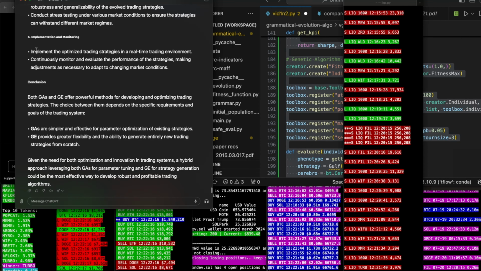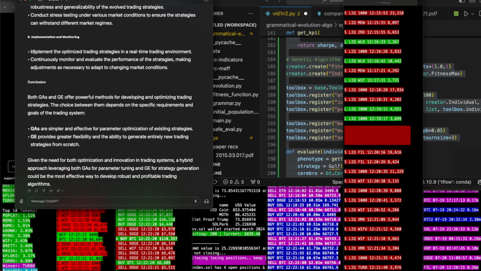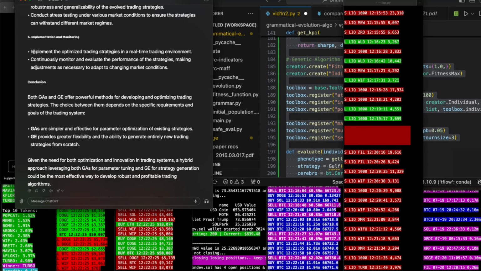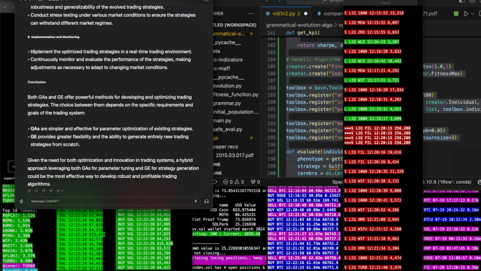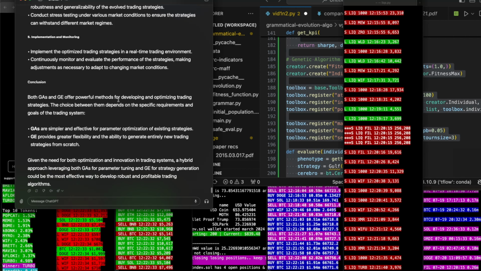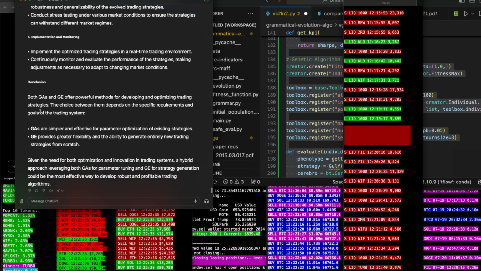Implementation and monitoring. Implement the optimized trading strategies in a real-time trading environment. Continuously monitor and evaluate the performance of the strategies, making adjustments as necessary to adapt to changing market conditions. Conclusion: both GAs and GEs are powerful methods for developing and optimizing trading strategies.